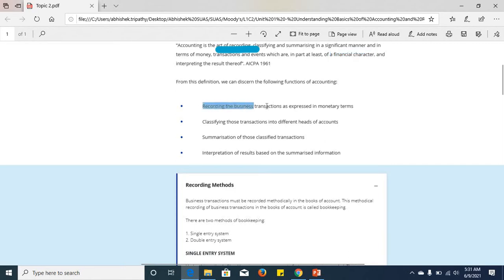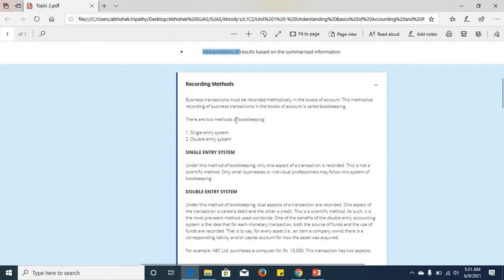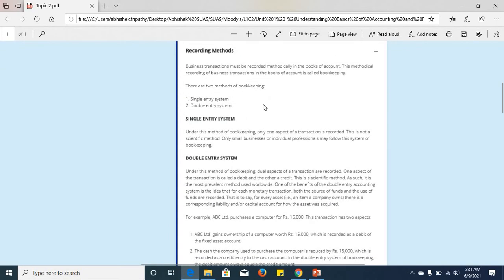First is recording the business transactions expressed in terms of money, then classifying those transactions into different heads of accounts, summarization of those classified accounts, and then interpretation of results thereof. So it consists of 4 things: recording, classifying, summarizing, and interpretation of the results thereof. Now, there are two kinds of recording methods. We have already gone through this. It is single entry system and double entry system.